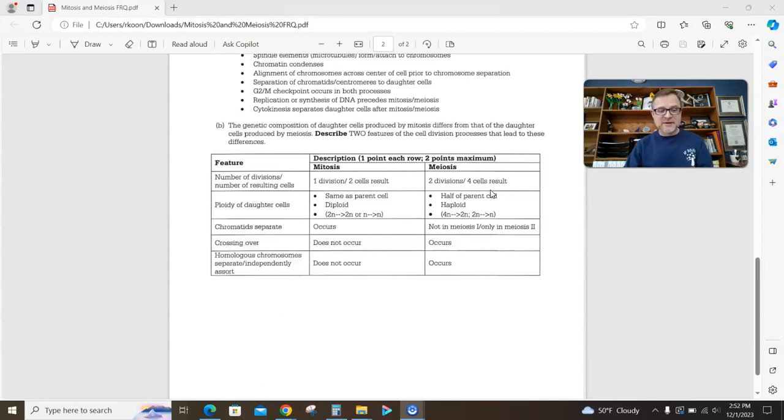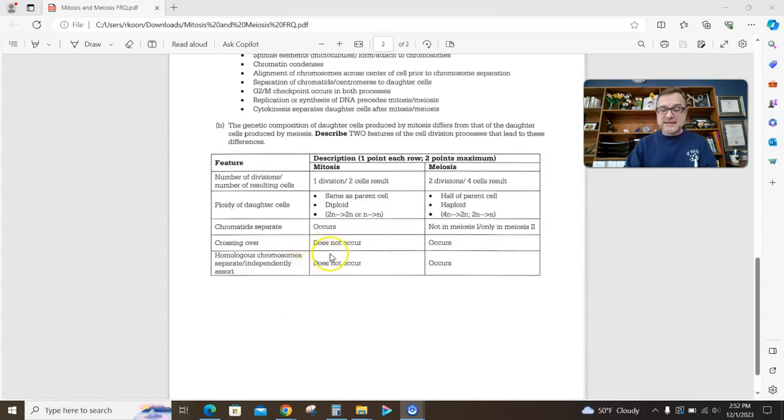The ploidy number, so for mitosis, you get the same as the original. So a diploid cell becomes diploid daughter cells. Meiosis cuts the chromosome number in half. So diploid becomes haploid. If you look at the rubric, it mentions tetraploid becomes diploid. That's obviously true. Most people aren't going to say that. Chromatids separating. So in mitosis, chromatids separate, obviously in anaphase. In meiosis, chromatids separate in meiosis 2, so anaphase 2, not anaphase 1. And anaphase 1 is the homologous pair of chromosomes that separate.